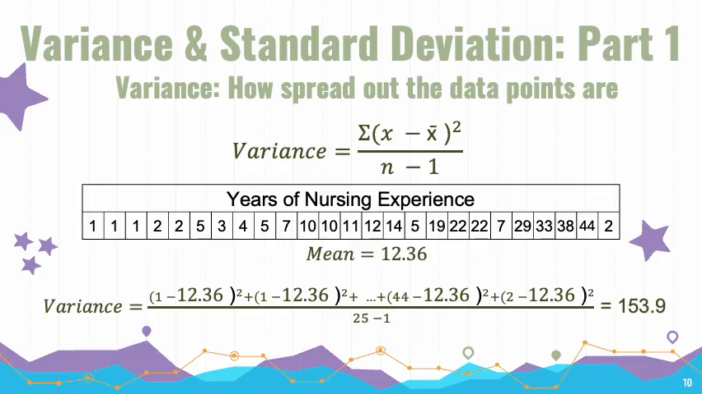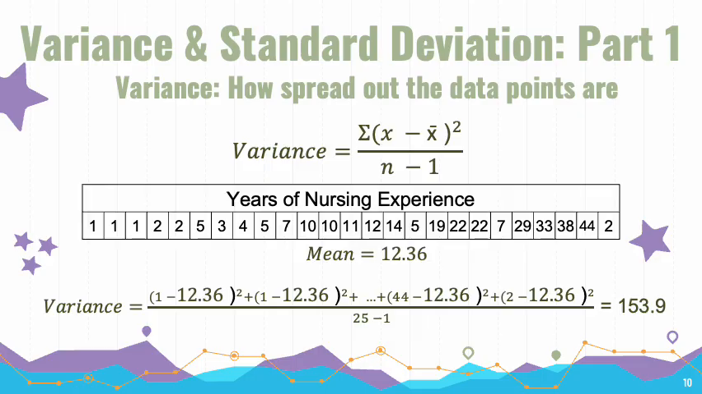As you can see, I have our years of nursing experience data provided here. Notice I do not have the data in numerical order, and we do not need the data to be in numerical order. From our previous lecture, we know that the mean of this data set is 12.36. Therefore, to calculate our variance, we will begin starting from the left, going to the right with our data. Our first data point is 1. So therefore, we will take 1 minus 12.36, our mean, and we will square that.